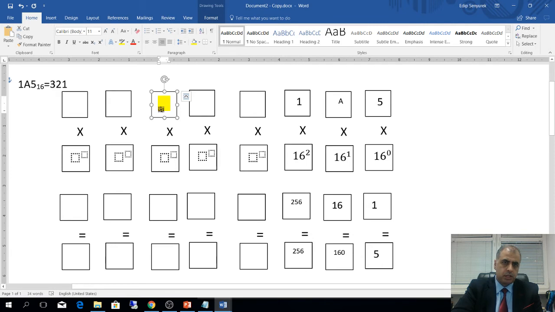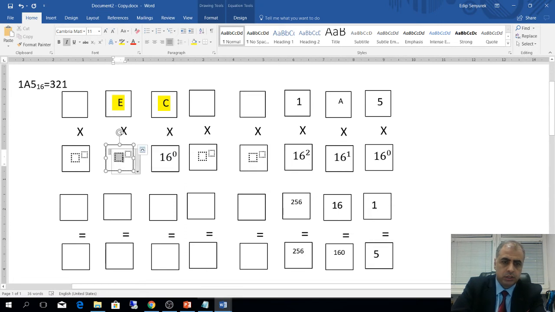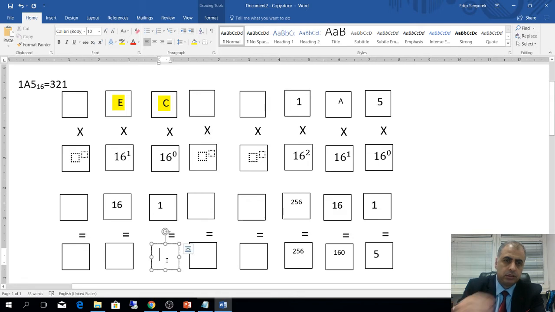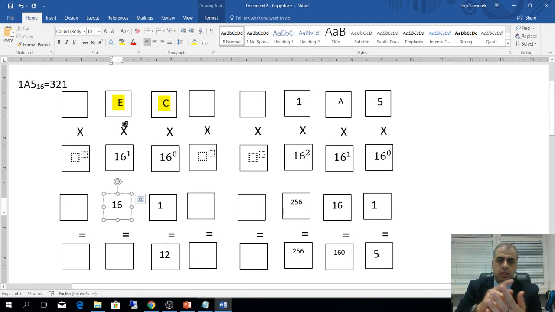This part. And this one. Okay. So I said EC. So what is this? 16 to power 0. What is this? 16 to power 1. 16 to power 1 is 16. 16 to power 0 is 1. 1 times C. What was C? A, B, C. 10, 11, 12. 12. What is E? A, B, C, D, E. 10, 11, 12, 13, 14.